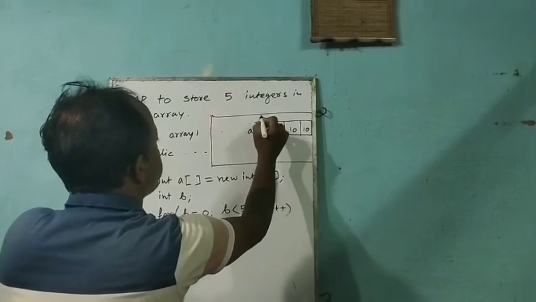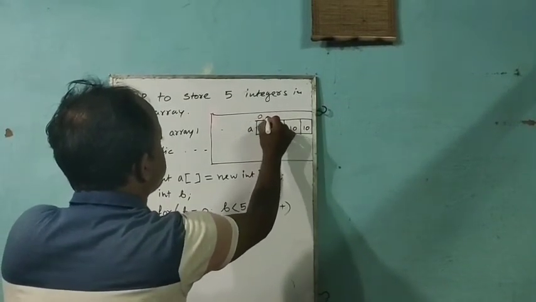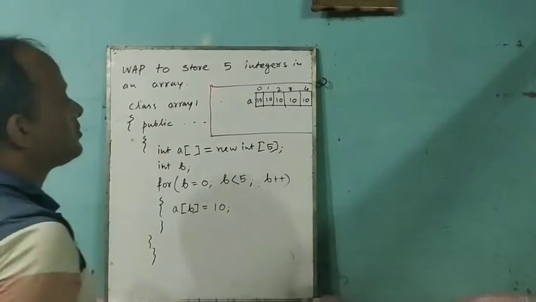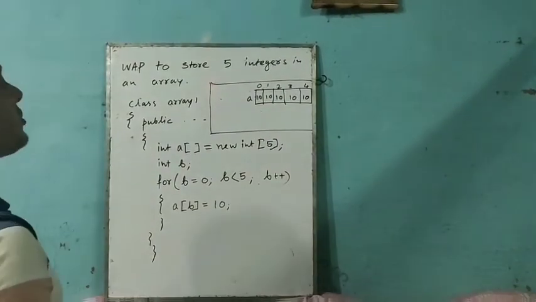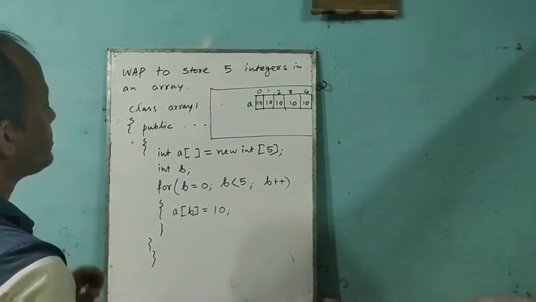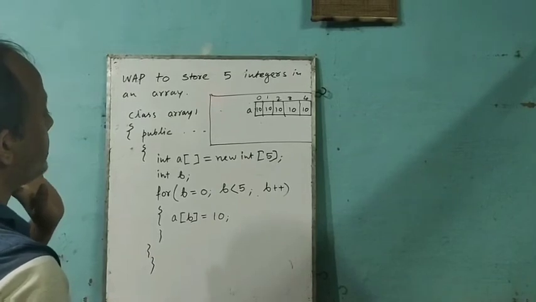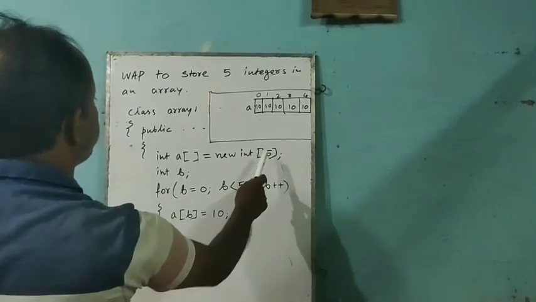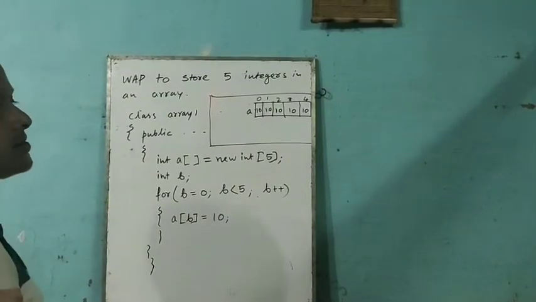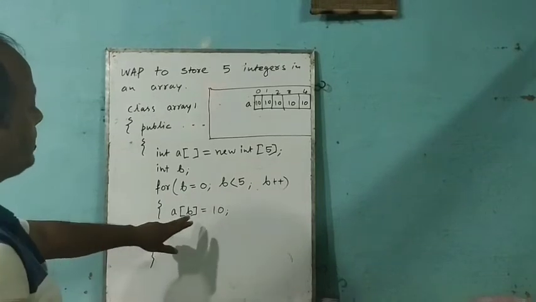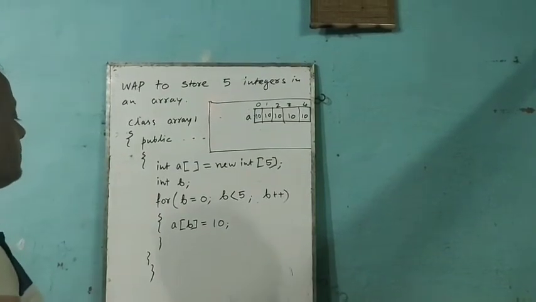The name of this array is A. These are compartments 0, 1, 2, 3, 4. Altogether 5 compartments. The first compartment is always numbered 0, and the last compartment is always 1 less than the size of the array. As the size of the array is 5, here the last compartment is number 4. Here we have stored 10 in every compartment.